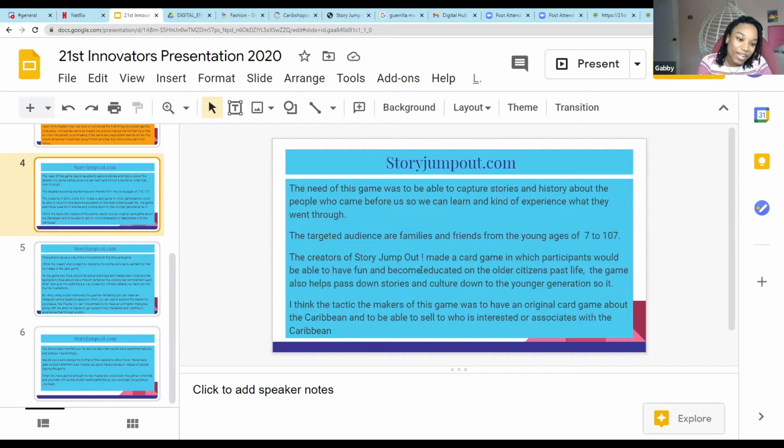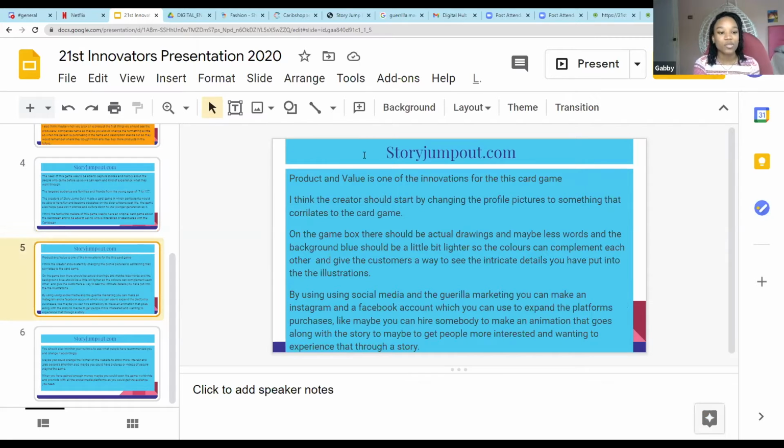And so then the tactic of the makers of the game was to have an original card game about the Caribbean and able to sell to whoever is interested and probably associates with the Caribbean. And then this is my next slide. Yeah, and these are my ideas.